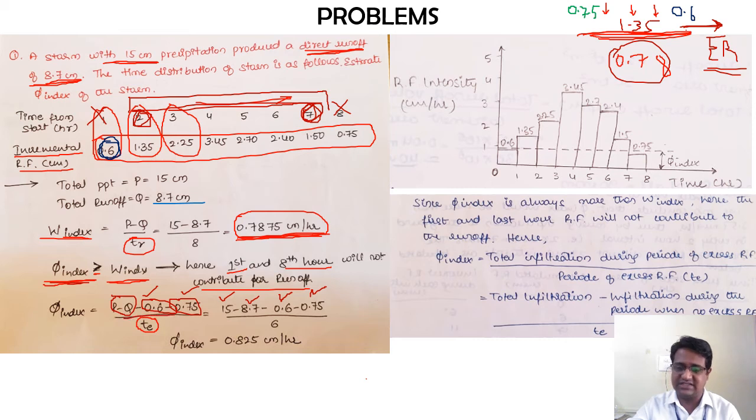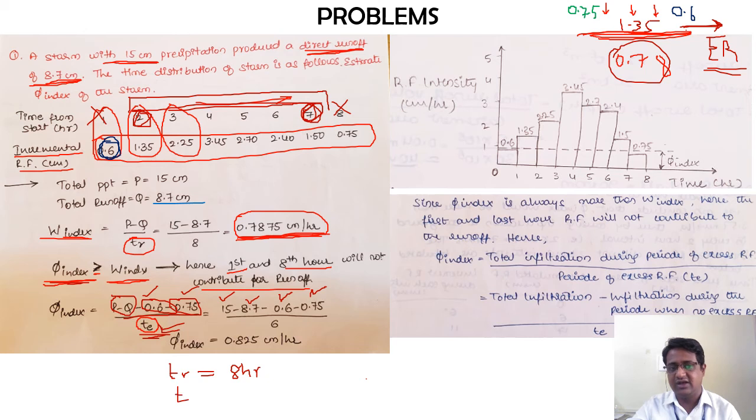Now divided by TE. So what is TE? I said it is the duration of excess rainfall. So at that point of time, for the duration of excess rainfall, you can check it out. So what is the duration of excess rainfall? Total duration is how much? It is right now 8 hours, as given in the question.